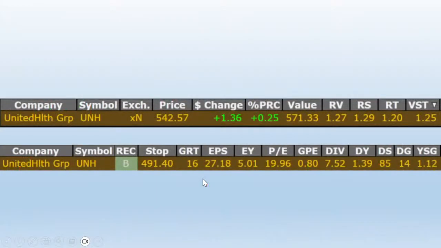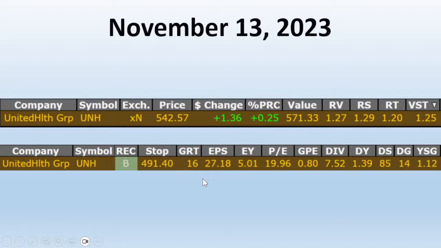Right? Let's take a look at another example. United, great stock, best of breed, one of the best healthcare companies that we see. As of November 13th, the price was $542.57. We think it is worth $571.33. Okay, so that's fairly valued. Price is below its value. How are the fundamentals? How's the long-term upside potential? Very good, 1.27. Good upside potential over the next 1 to 3 years.